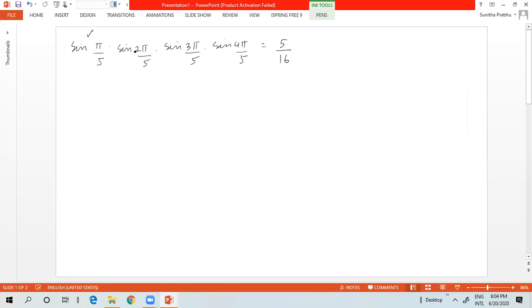Now, 2 pi by 5 also we will have, because we know all multiples of 18. 18 into 4 is 72. 3 pi by 5 also we have, that is 54, right? Okay. That means all we need to do is just plug in the values. So 4 pi by 5 is sine 144. Because pi by 5 is 36, you have to split it.